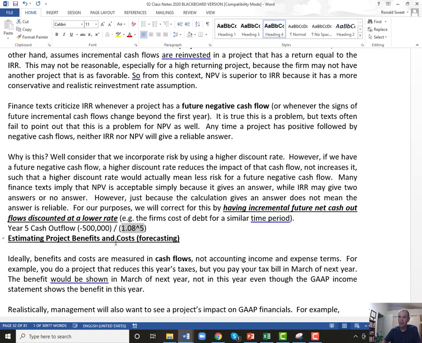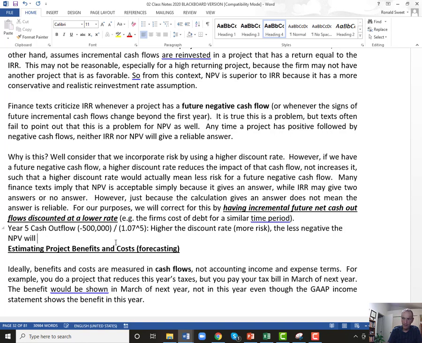The higher your discount rate, the lower the present value. And we use higher discount rates because of more risk. But if you think about here, a higher discount rate here, 9% versus 8% versus 7%. The problem here is the higher the discount rate, that is more risk, the less negative the net present value will be. So this is an issue for net present value as well.